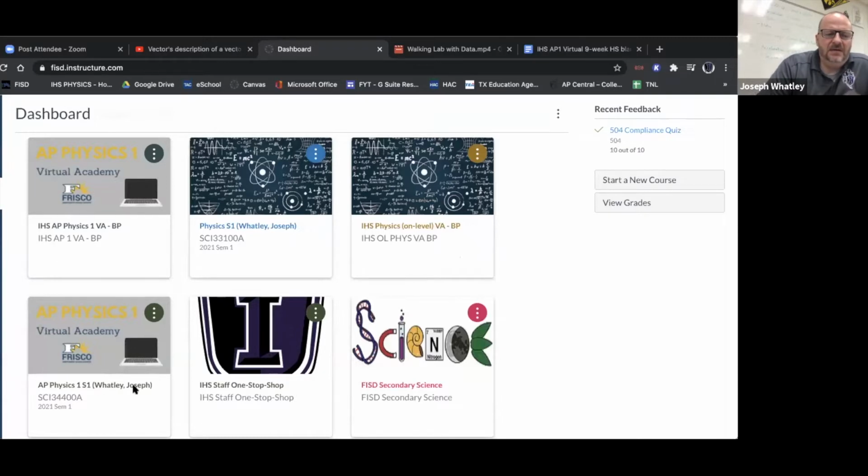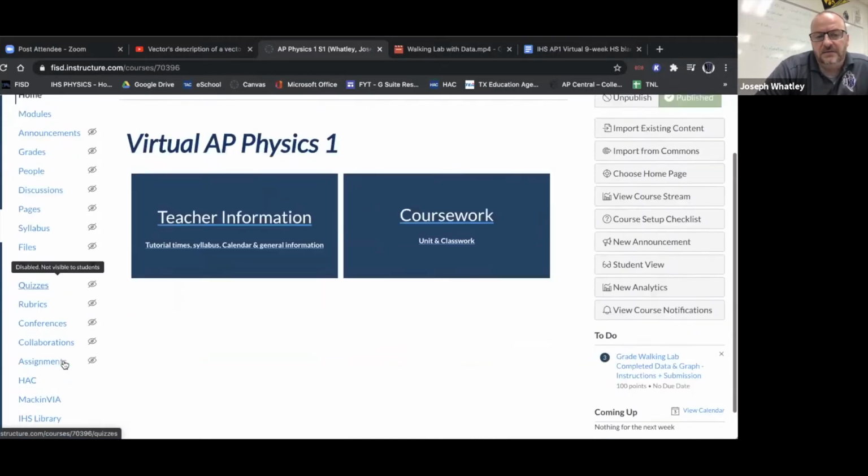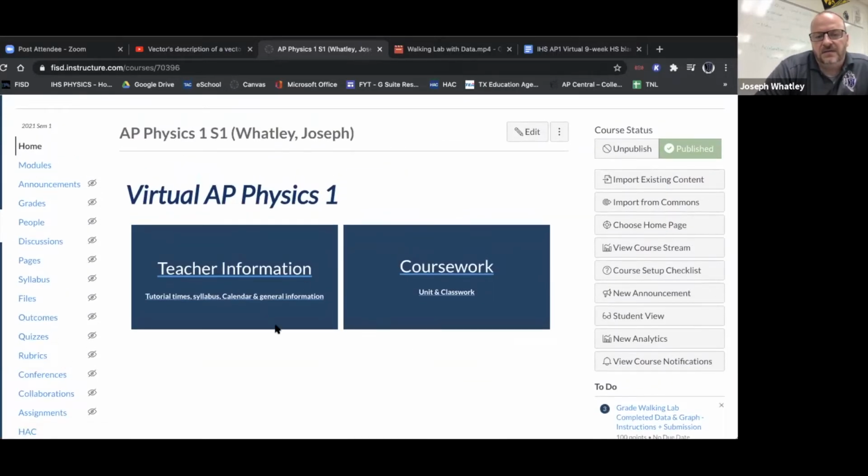It has my name there. I don't know if it has your name there or mine when you go in, but when you go into the course, no worries, this is what you'll see. There is navigation on the left. You can see a lot of them are hidden because they're really useless for you. If you just concentrate in the center, that's really where you want to be. It has teacher information, tutorial times, syllabus, calendar, general information. This button just puts you all into there.